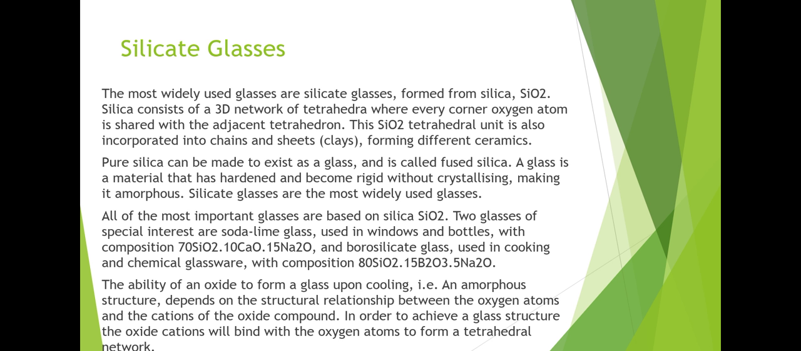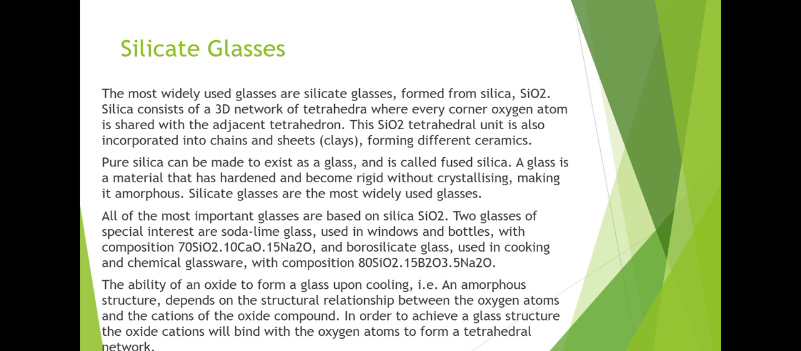Silicate glasses are the most widely used glasses. All of the most important glasses are based on silica. Two glasses of special interest are soda lime glass, used in windows and bottles, with composition 70% silica, 10% lime, 15% sodium oxide, and borosilicate glass, used in cooking and chemical glassware, with composition 80% silica, 15% B2O3, 5% Na2O.